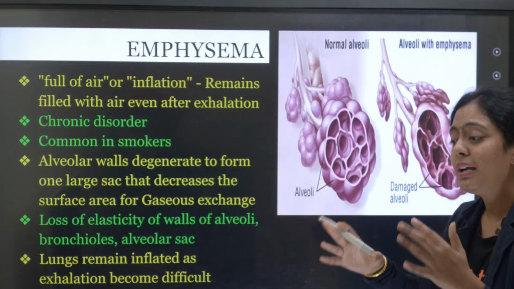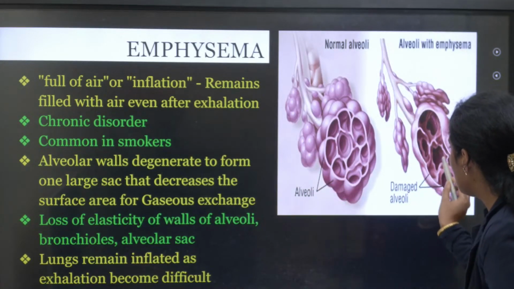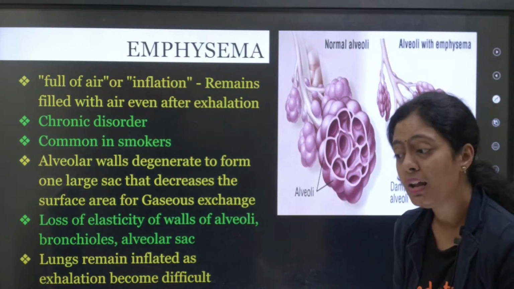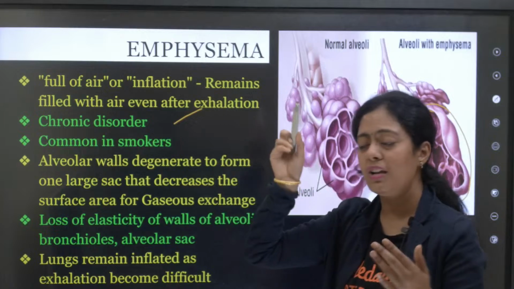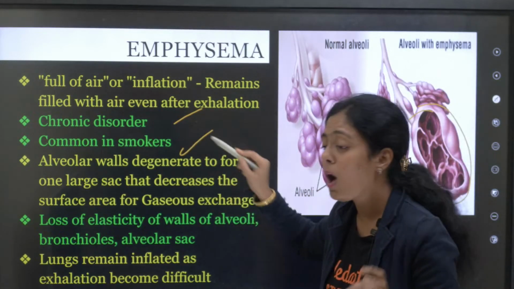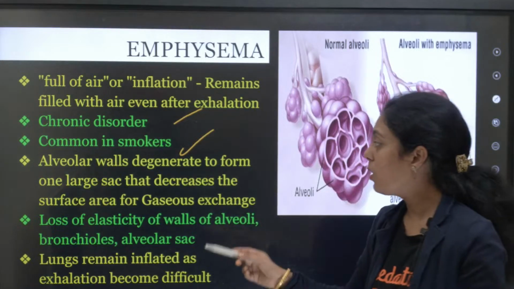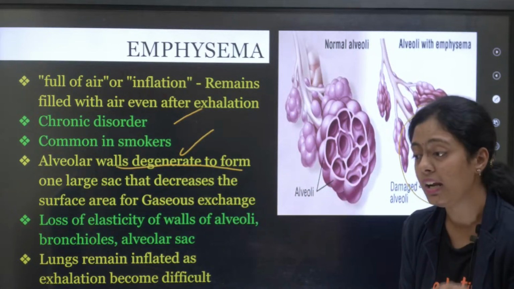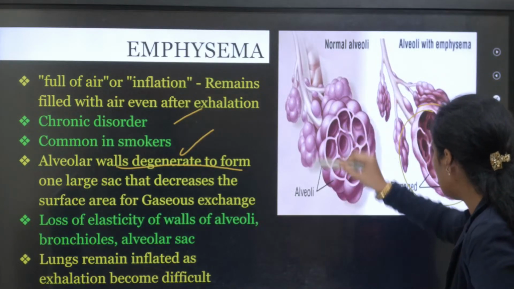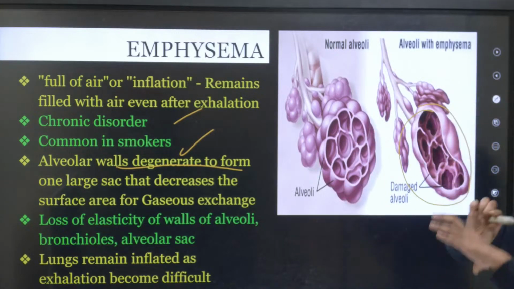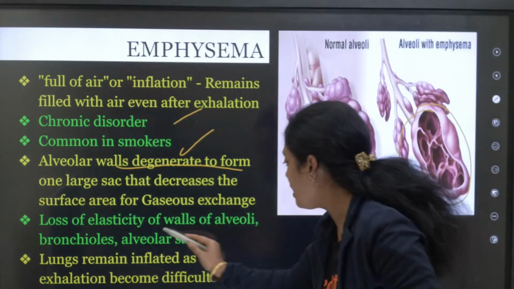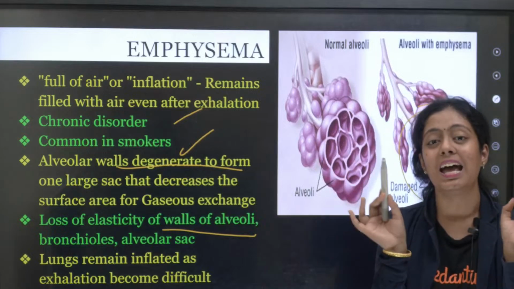It will be filled with air, but in this condition you can see that the walls of your alveoli are damaged. The alveolar walls degenerate. It's a chronic disorder. You are going to suffer it throughout your life. Okay, and it's common in smokers, as I already told. Okay, the alveolar walls degenerate to form one large sac that decreases the surface area. The alveoli that were like this have become one big sac. There is a loss of elasticity of walls of alveoli, bronchioles and alveolar sac.